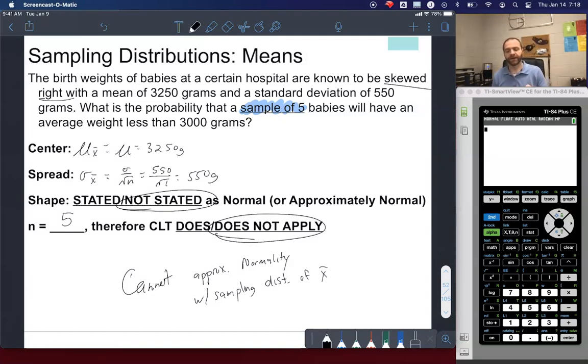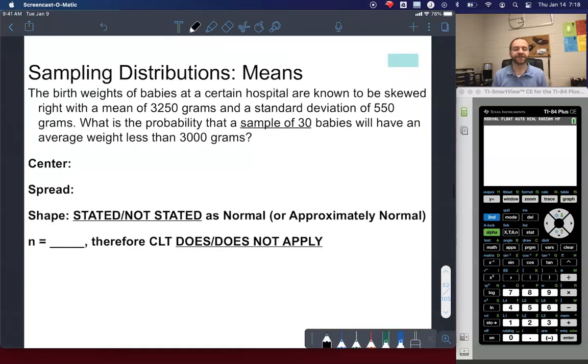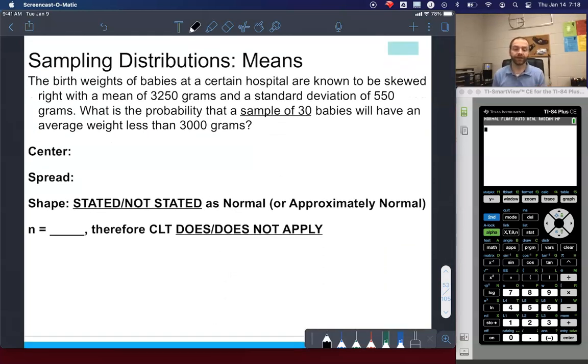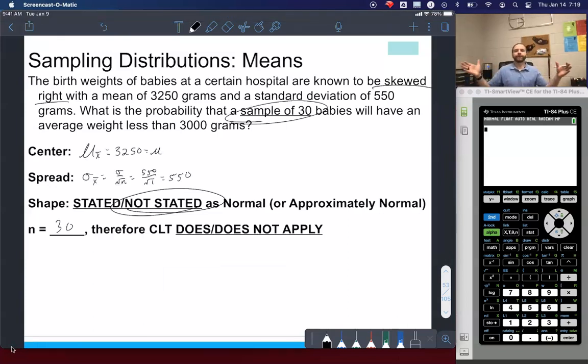Next one. The birth rates of babies at a certain hospital are known to be skewed right. So I'm going to do this. It is not normal. I'm going to circle that right away. It is not stated as normal. Alright, so here we go. I have all the information written down here. It's skewed right, so it's not normal. I have a sample of 30. I have my mean and standard deviation the same as before.